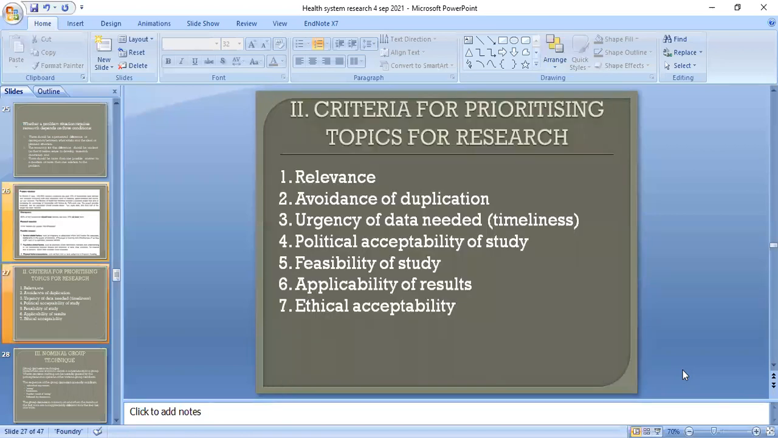Now the criteria for prioritizing topics for research. The research topic should be relevant and it should avoid duplication. It should meet the urgency of the data needed, political acceptability of the study, feasibility of the study, applicability of the results, and ethical acceptability.